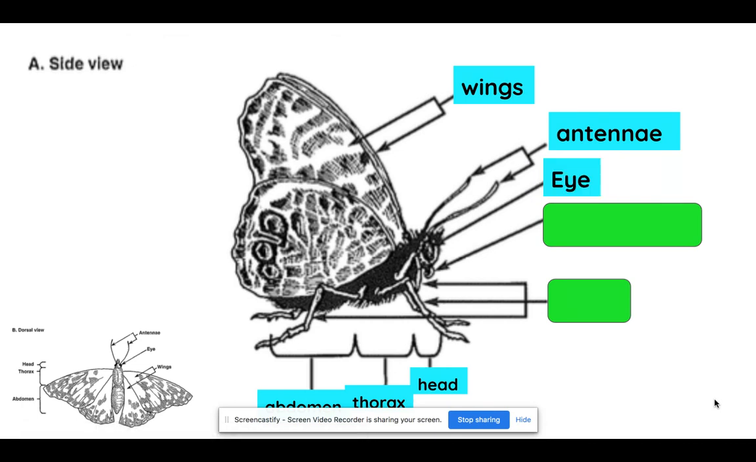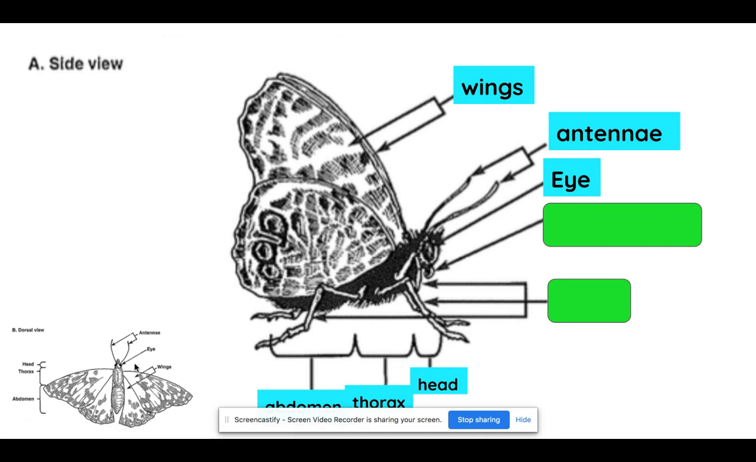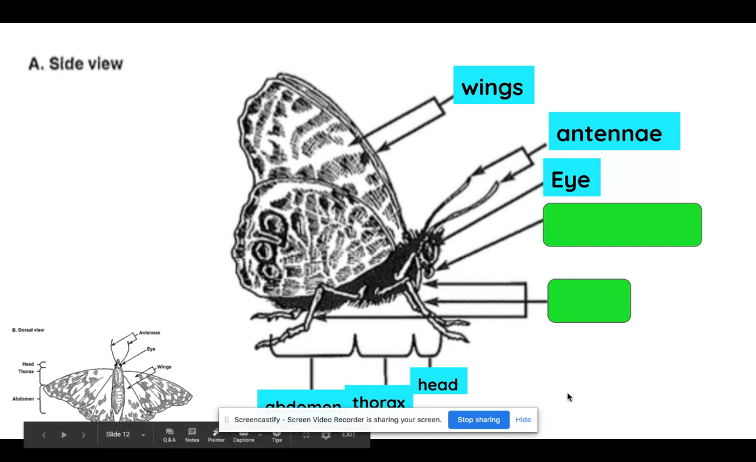The eye. The eyes on the butterfly, you can see that there are two of them here in the dorsal view. In the side view, you only see the one, but there are two and they are on the sides. So it's a little bit different than the peripheral vision like you and I have, where we can see right in front of us and we can also see in the corners of the left and right of our eye. These eyes are compound and they have many different lenses, so it allows the butterfly to see in many different directions, a lot different than us as humans. And they can see in different colors as well.